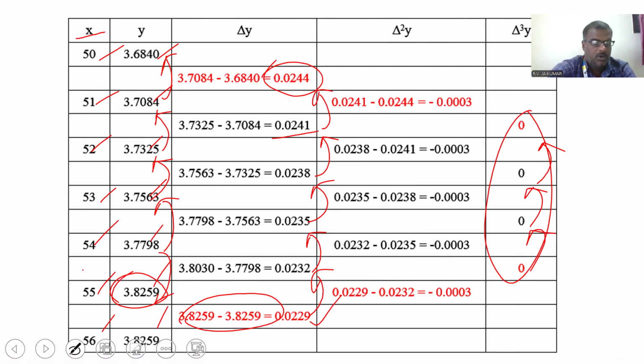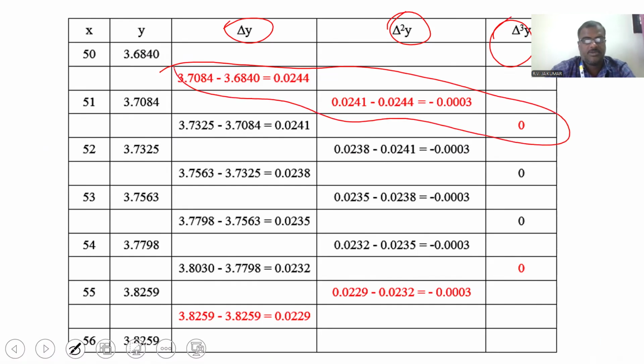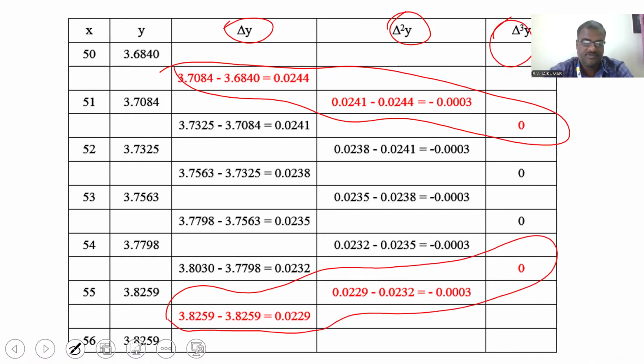Now go for the forward difference formula. In forward difference, we have seen the values of delta y, delta square y, delta cube y, everything, right? So here we have to choose the very first value of each column except the first two columns. We have to substitute these three values in the formula. We can get the first derivative at x equal to 50. Similarly, we can find the second derivative at x equal to 50. And here you can use the backward difference formula at x equal to 56.